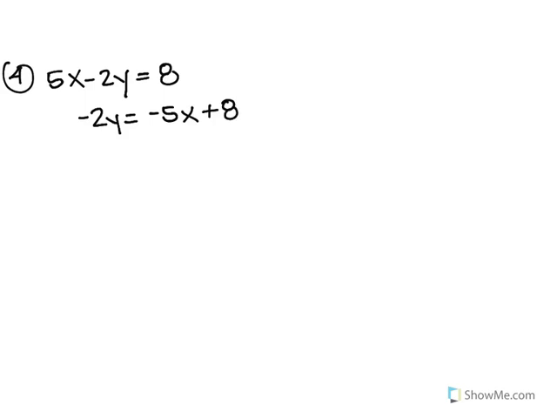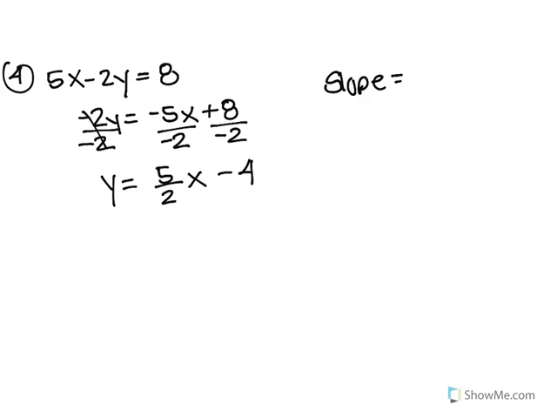The fourth one, you have 5x minus 2y equals 8. So we're going to put this one in slope-intercept form, solve for y by subtracting our 5x, bring down the 8, and divide by negative 2. So y equals a positive 5 over 2x minus 4. So our slope would be positive 5 over 2, and our y-intercept is negative 4.